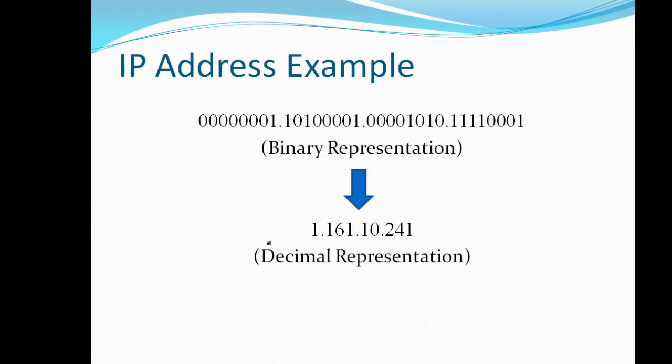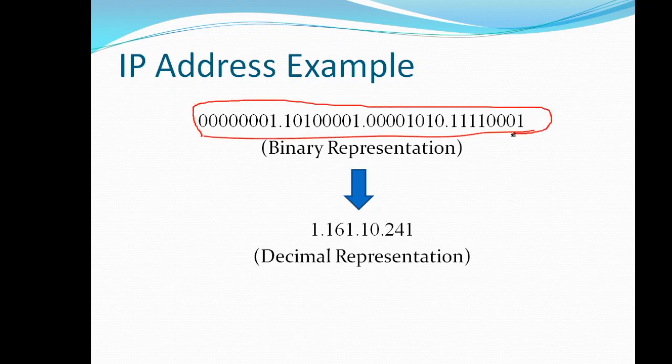Here is an example of an IP address. This is the binary representation of an IP address. There are a total of 32 bits in this IP address. These 32 bits are divided into four octets, and the octets are separated with dots. The individual octet values can also be represented in decimal notation. So this is the first octet, second, third, and fourth octet, also separated with the dot notation. This is called the IP address decimal notation, and this is the IP address binary notation.